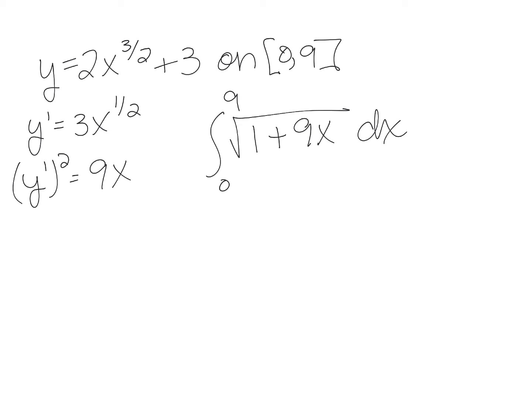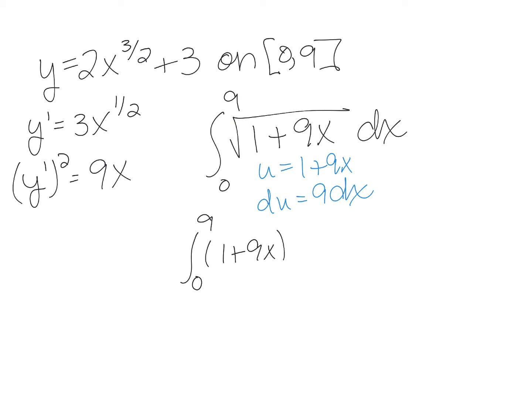So u substitution, u is the stuff under the radical. Take the derivative. All I'm missing is the 9. So what I'm integrating is 1 plus 9x to the half. I've got a dx. I'm missing a 9, so I multiply by 9 and I divide by 9. So this is going to be, let me write this out here. This is u to the half, and this is du.